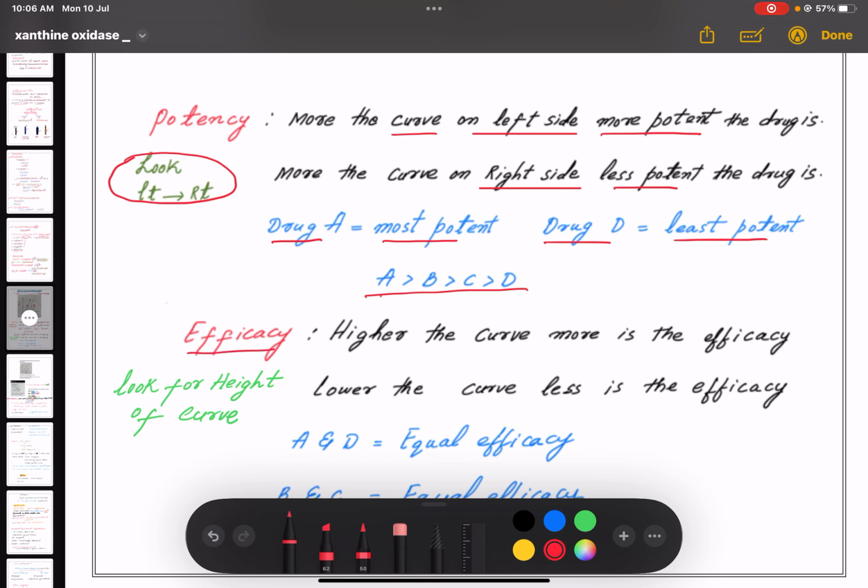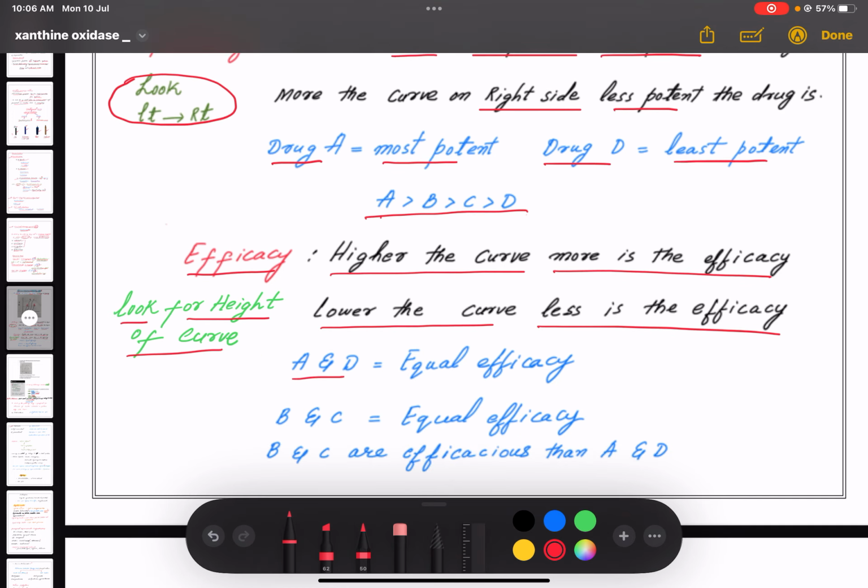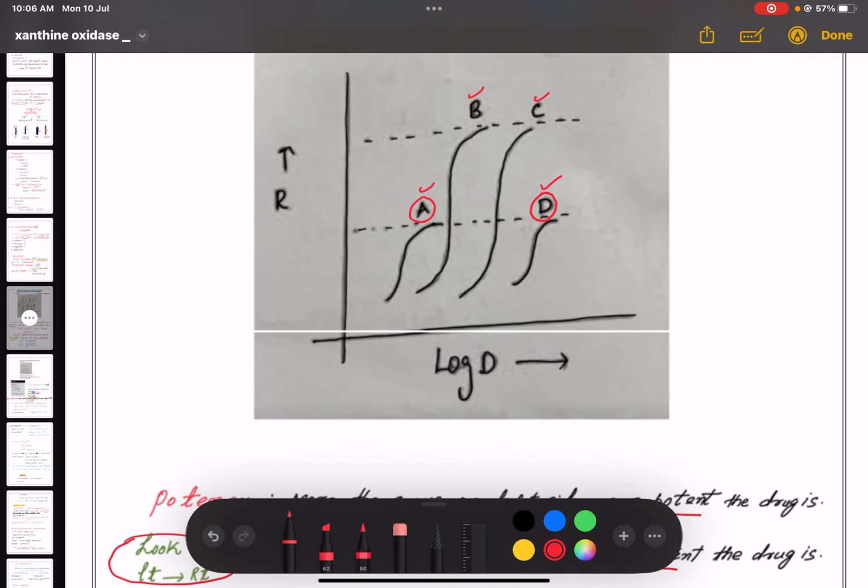Now, let's see efficacy. For efficacy, I want you to remember, look for height of curve. Look for height of curve. The higher the curve, the more is the efficacy. The lower the curve, the less is the efficacy. A and D are equally efficacious. B and C also have equal efficacy. Let's see.